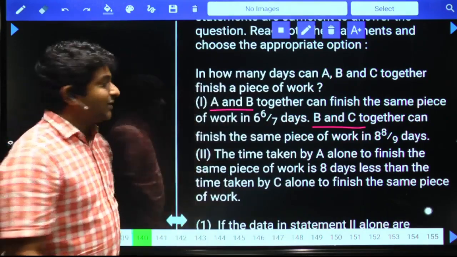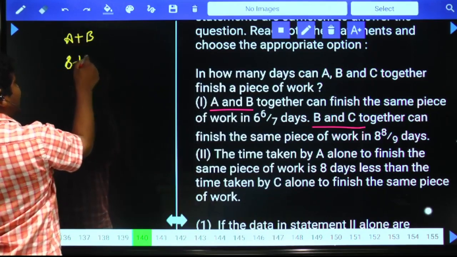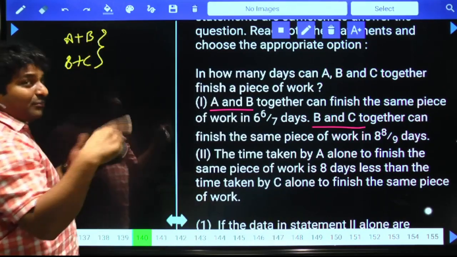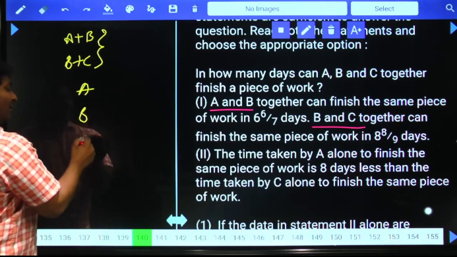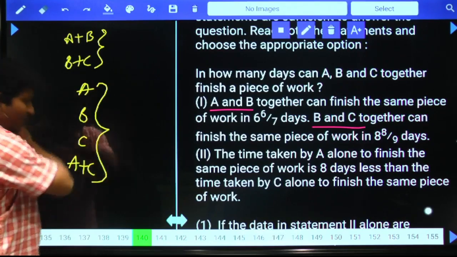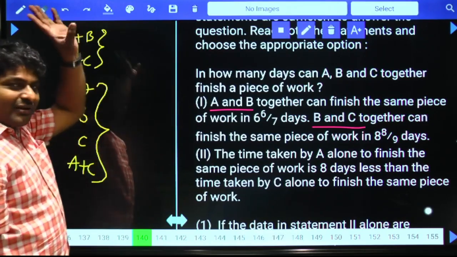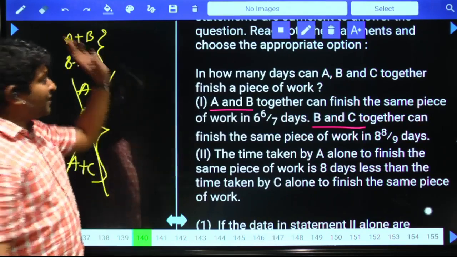Any one of these 4 is enough. Whenever we have information regarding AB and then BC, along with this you need one more thing, that is A alone or B alone or C alone or A and C. If any one of these 4 is known, then definitely from 1 alone we get the answer. That is not there, so we can't get the answer. 1 alone is not sufficient.